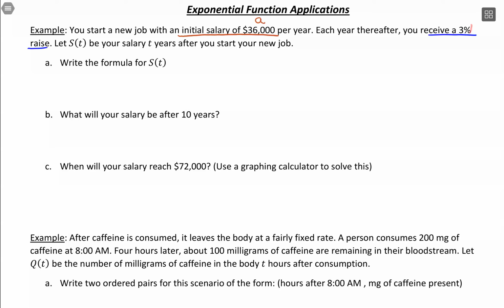So seeing that 3% increase and that it's happening each year, that tells me this is going to be exponential since we're increasing by a percentage. With this, I have B equals, since it's a raise, it's an exponential growth, so we'll have 1 plus 3%, which is 0.03. So we're seeing 1.03 for B.